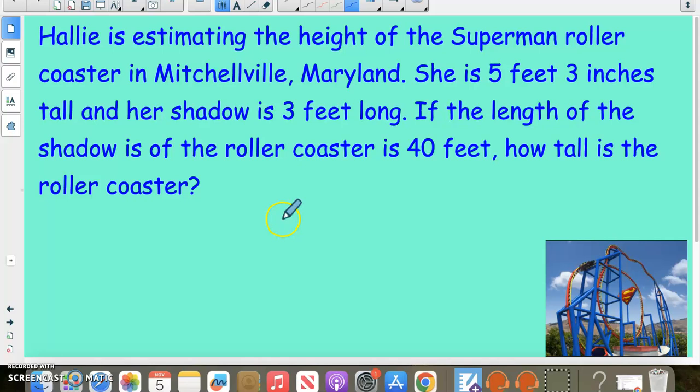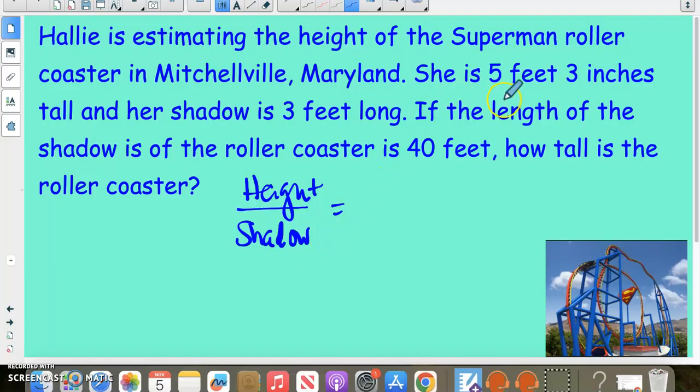So Hallie is estimating the height of the Superman roller coaster. She's 5 feet 3 inches tall and her shadow is 3 feet long. If the length of the shadow of the roller coaster is 40 feet, how tall is the roller coaster? So we're going to set up a proportion. Okay, so height to shadow, that's how I'm going to set it up.